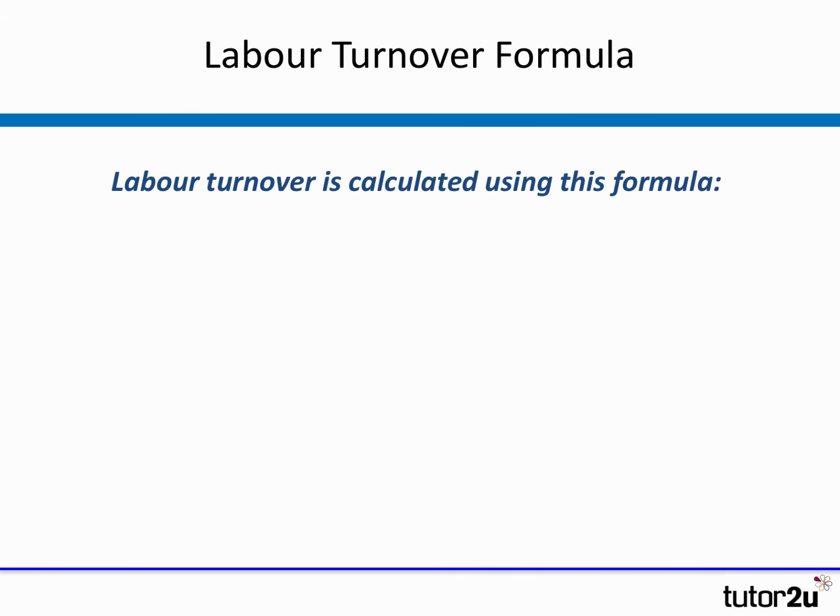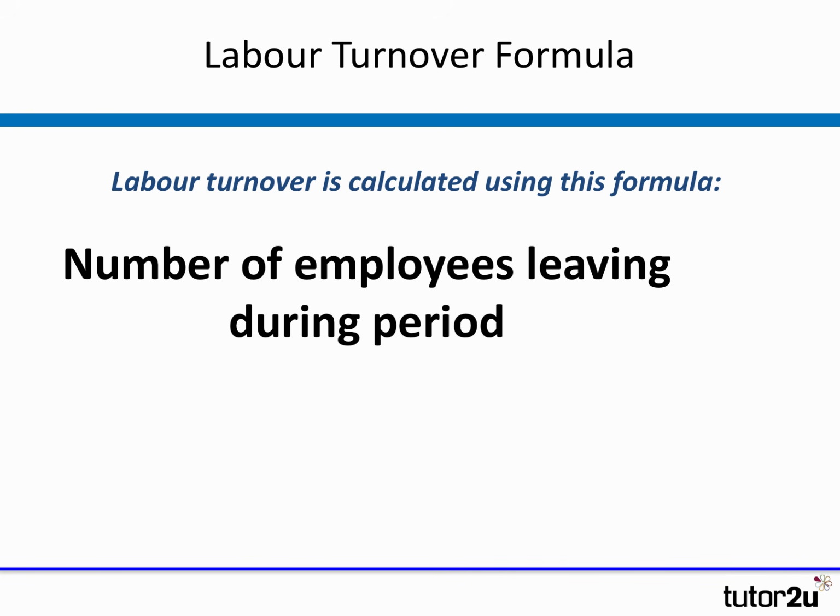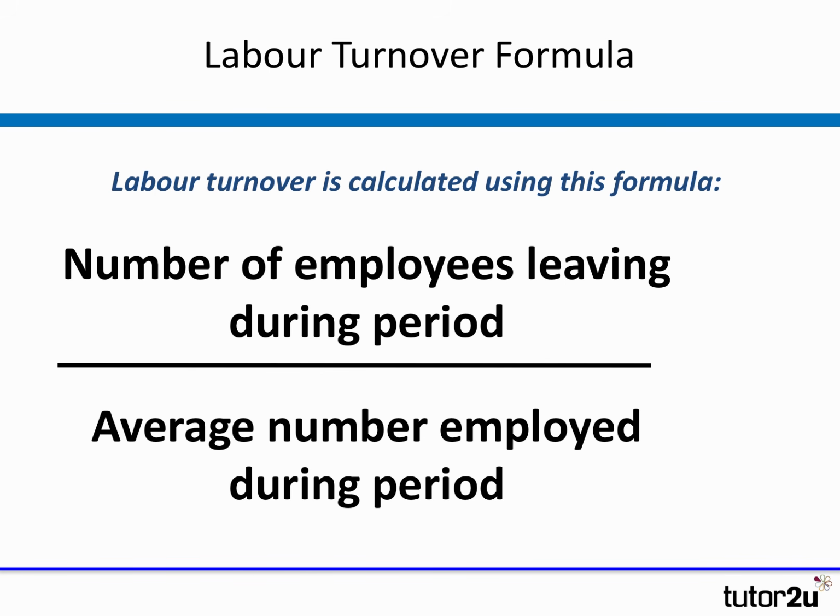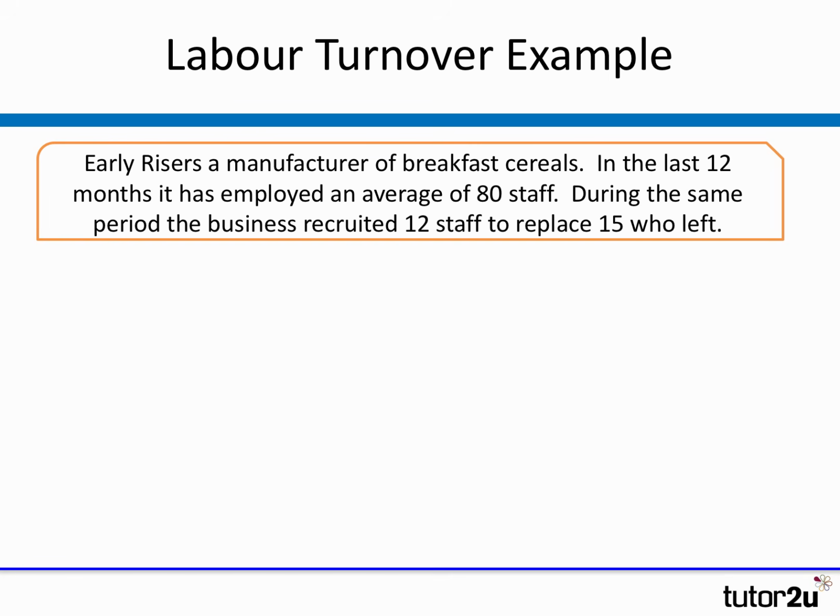Let's just have a look at the formula and show you a quick example of how it's calculated. It is a formula, so what you do is you take the number of employees who leave during the period, let's say a year, you divide it by the average number who are employed during the year to give you a proportion. Of course, it's a percentage, so we times by 100. Let's have a look at a simple example just to show the calculation in action.